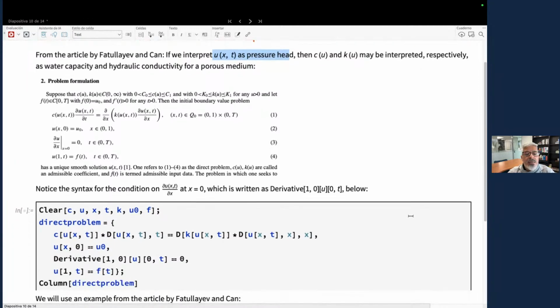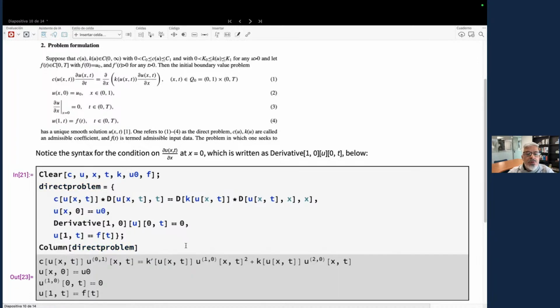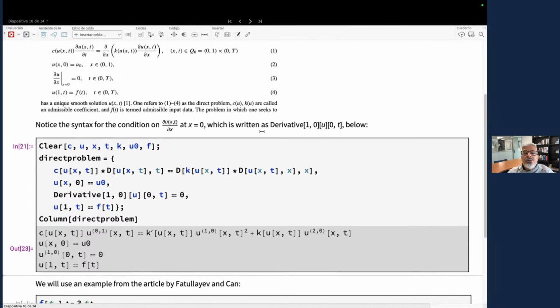And here we have first what we call the direct problem, where we are supposed to know everything, and we just want to find u of x of t, the direct solution. I want you to notice here how the condition on the derivative with respect to x equals 0 is actually written in Mathematica, this condition, right?